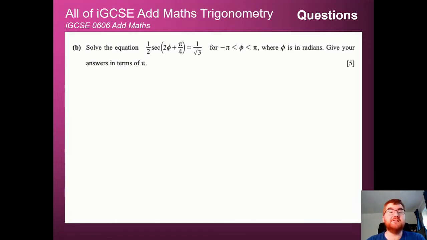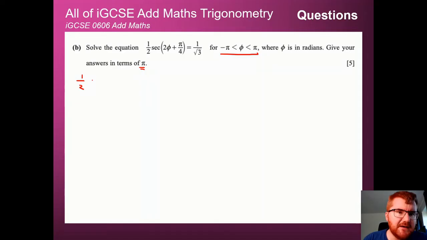So now we've got to solve the equation, looking not very nice here, a half sec 2 phi plus pi over 4 is 1 over root 3. Again, now we're working in radians here, so keep that in mind to get that calculator changed, and give your answers in terms of pi. So generally we're not going to be using the calculator too much.